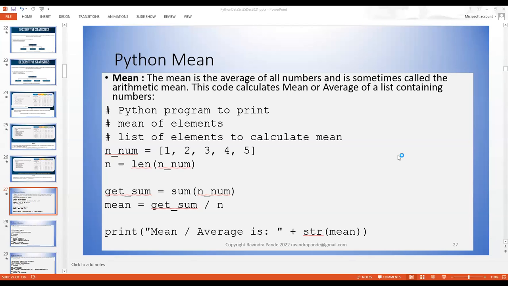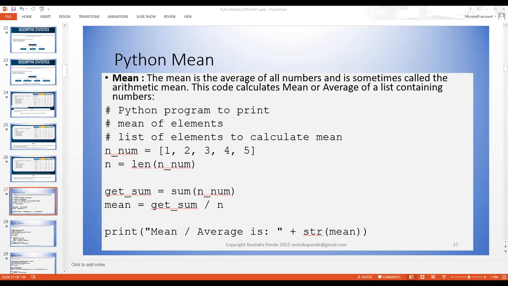So let's try to understand how we can generate mean in Python. If you can see on the screen, we have basically created a dictionary with just 5 numbers. We get the length from the length of the dictionary. Then we apply the sum of all numbers within that dictionary. And after that, we apply a function called mean. So it's as simple as that when you process mean within Python.